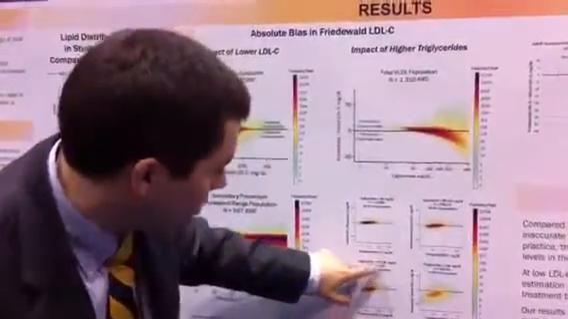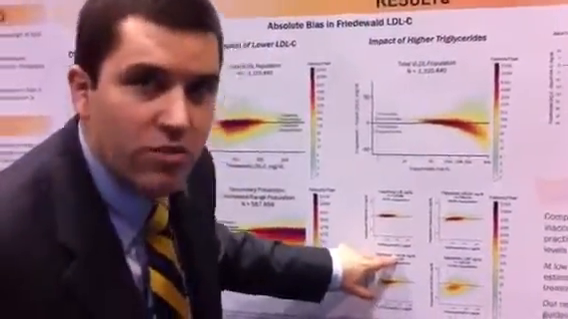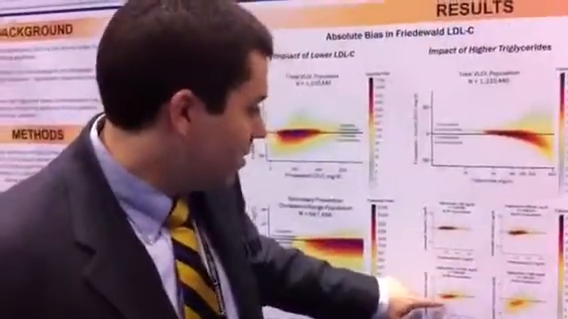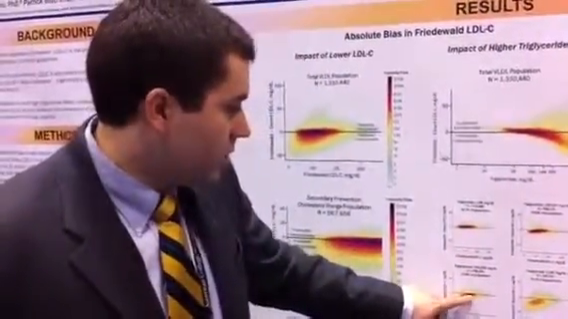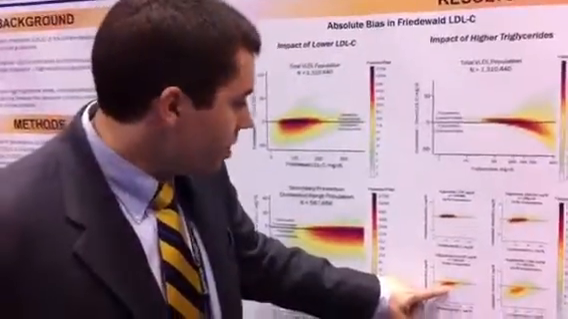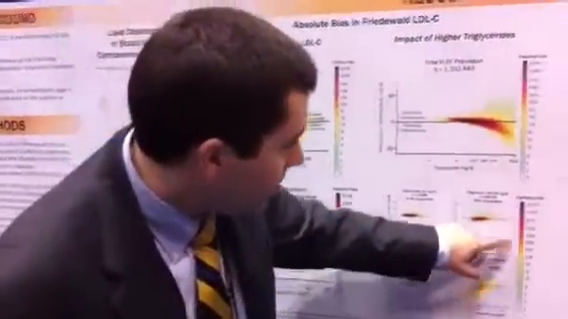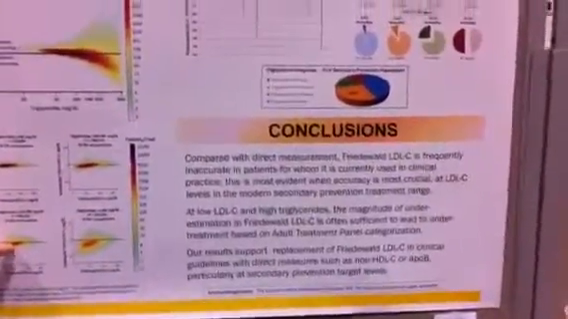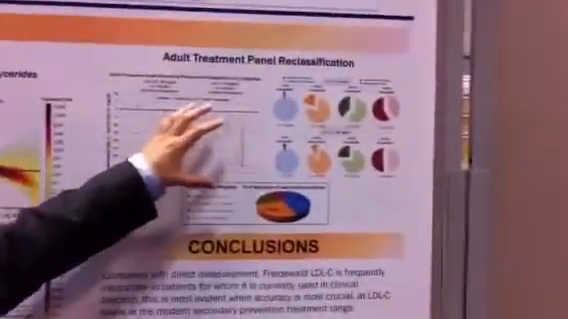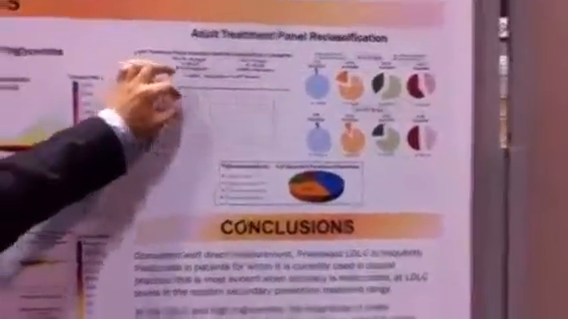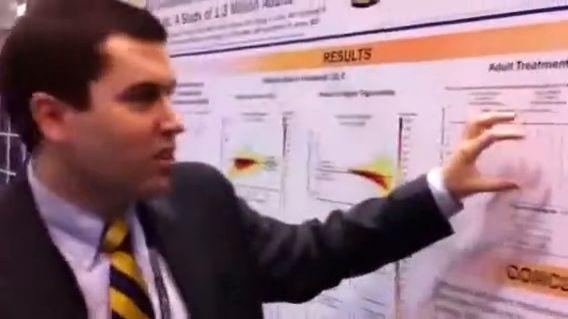So for instance, this is the group of triglycerides of 150 to 199, and this red is 4,096 patients in our population, and we start seeing a dense amount of patients in this group. So looking at the magnitude of underestimation, we see as triglycerides raise, there's more and more underestimation of LDL cholesterol.